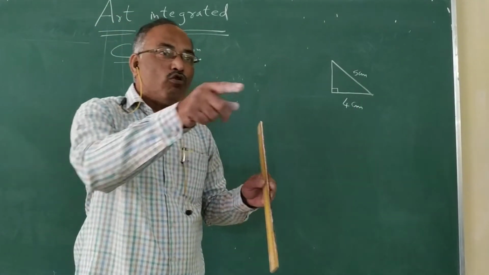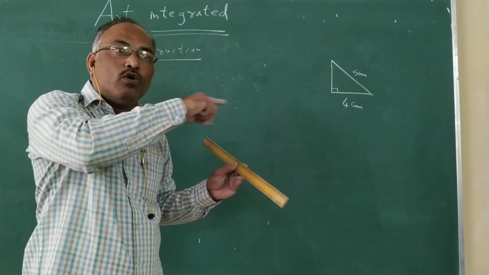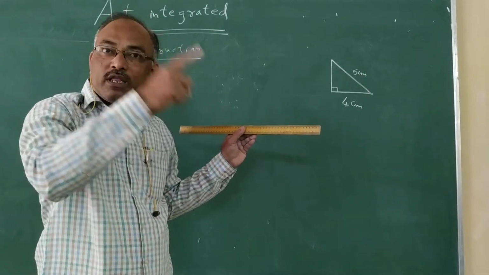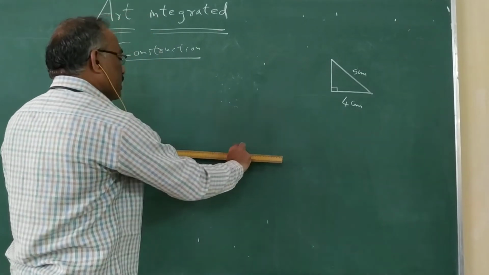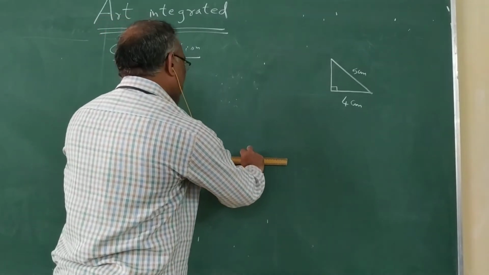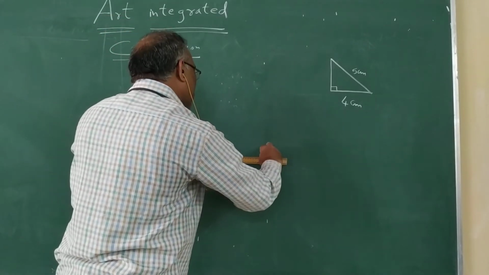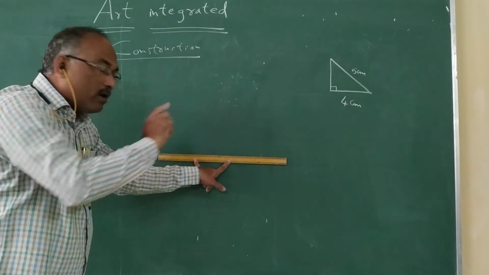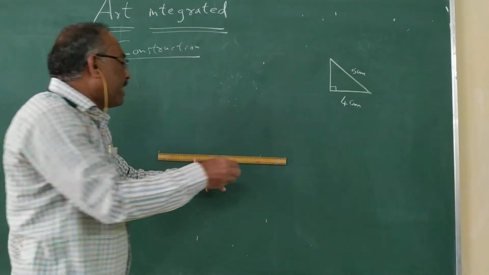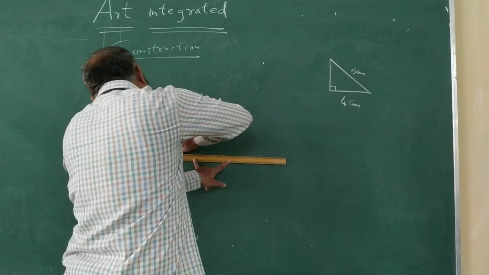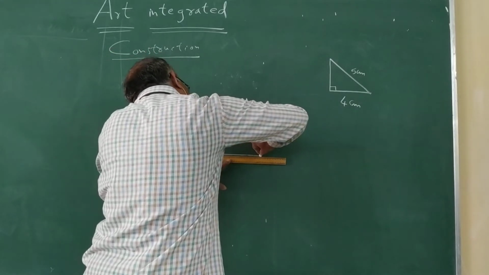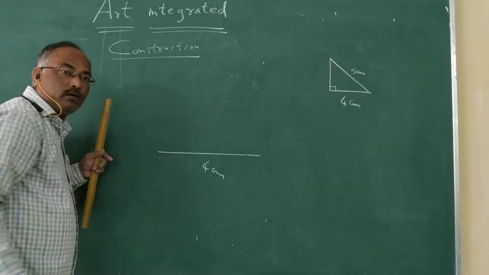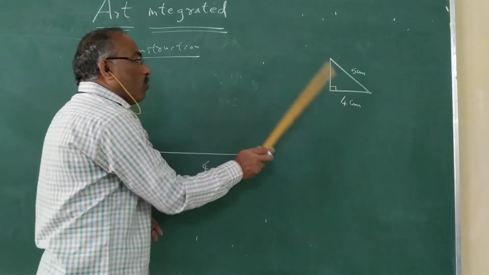Now take the help of a scale. In the notebook you draw 4 centimeter, but on the blackboard I will do 10 times enlargement. I will take 40 centimeter, but I will write 4 centimeter here to give you the idea. Now with the help of the scale, draw 4 centimeter. One marking at 0, another marking at 4, and try to draw the segment. Use a sharp pointed pencil. Draw a segment of 4 centimeter. First step. Now, what will be the next step?